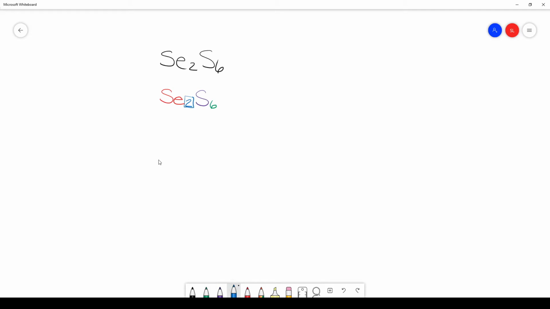The first subscript is a 2 that gives us the prefix di. Our first element symbol is Se, and that is for selenium. Just a reminder, first element takes on the full element name, unmodified, of selenium. And when we write this next to the prefix, it becomes a single word. In this case, diselenium. Moving on to our second subscript, subscript 2, is a 6, and that corresponds to the prefix of hexa.